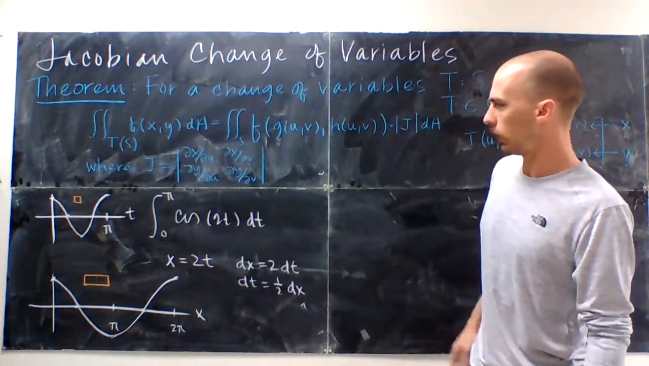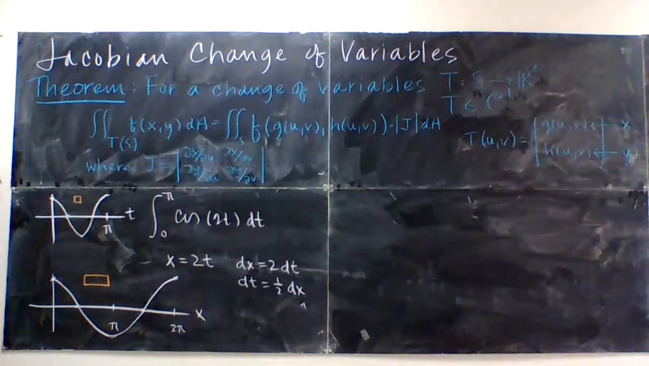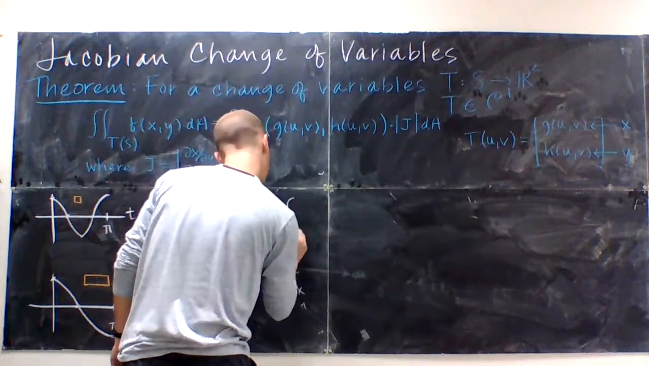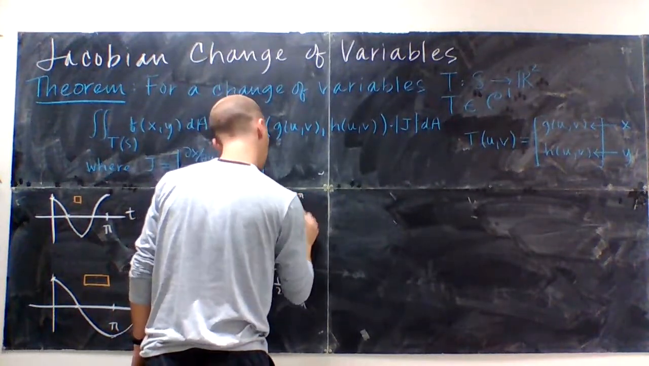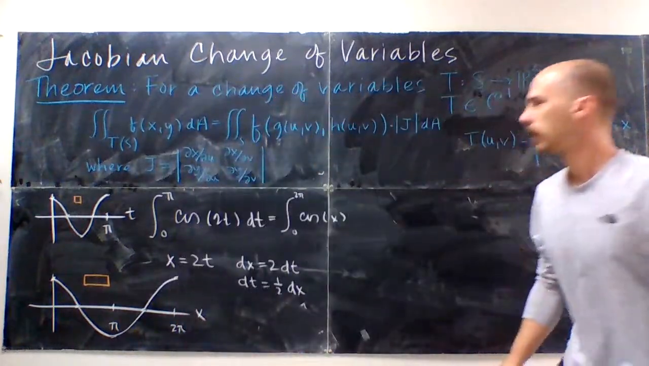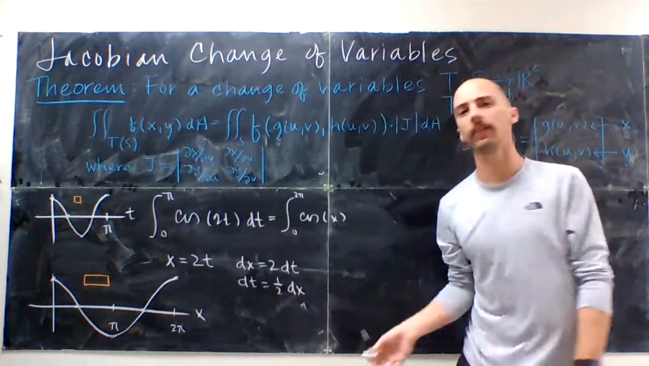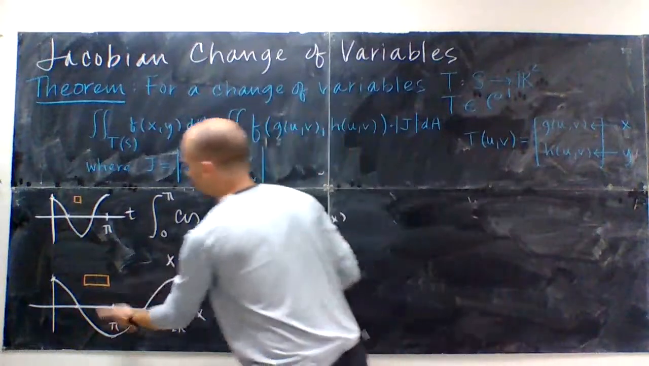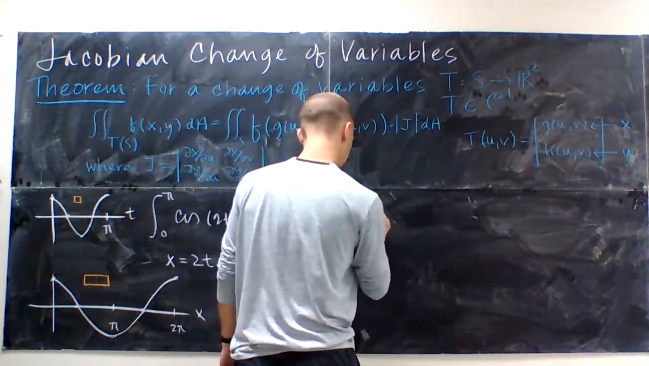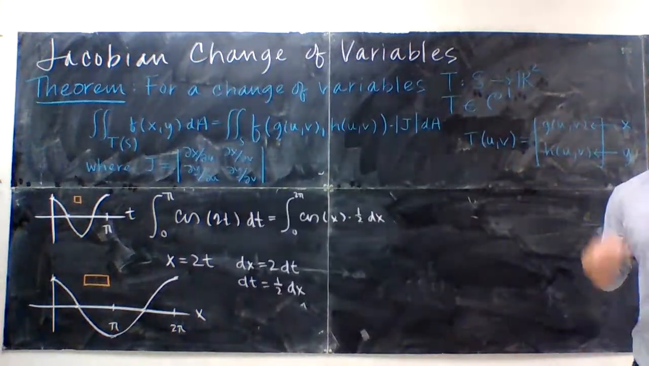And so what I'm really doing is I'm saying that this is the same as the integral from 0 to 2 pi of cosine of regular x, but dt was half of dx, and that's where I'm going to scale that back down so I can make this the same area under the curve. So times 1/2 of dx, okay, because it's half the area.